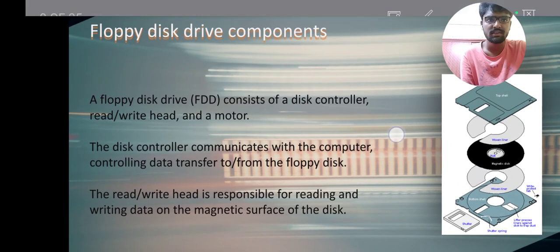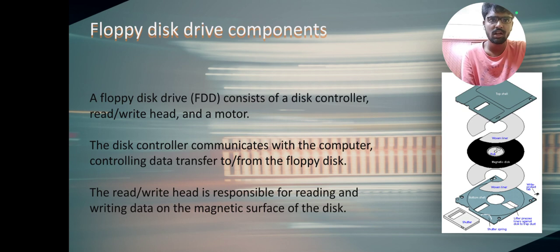A floppy disk consists of a disk controller, a read or write head, and a motor. The disk controller communicates with the computer, controlling the data transfer to the floppy disk. The read or write head is responsible for reading and writing on the magnetic surfaces.